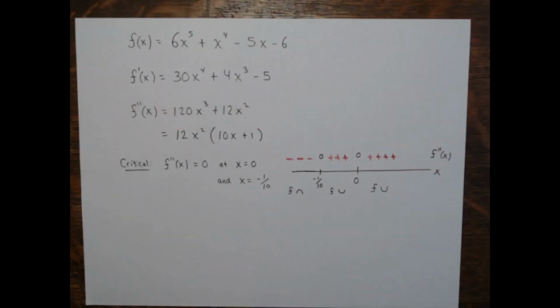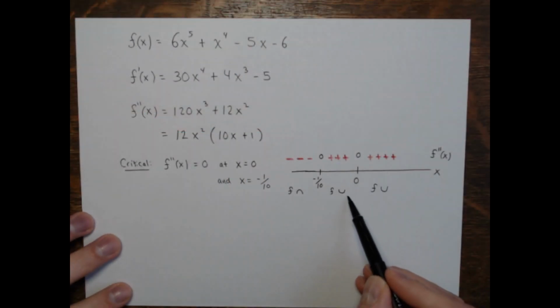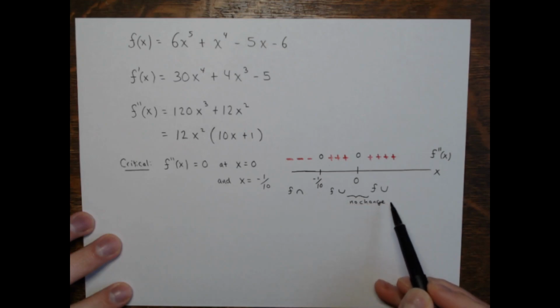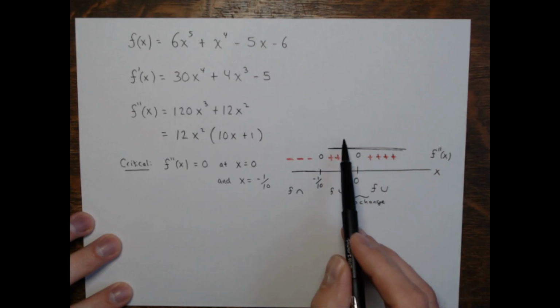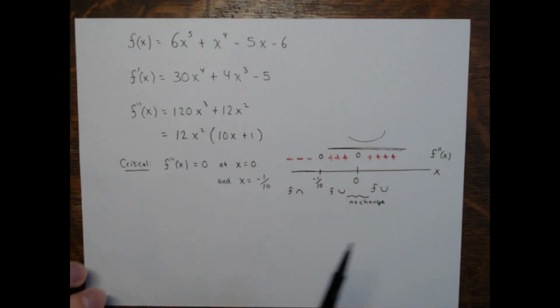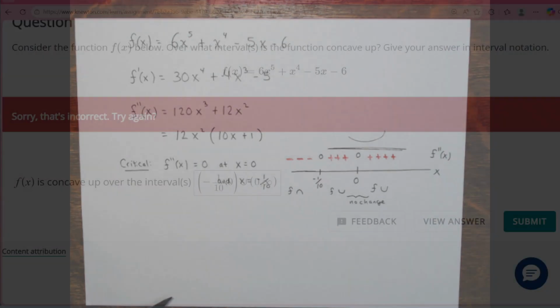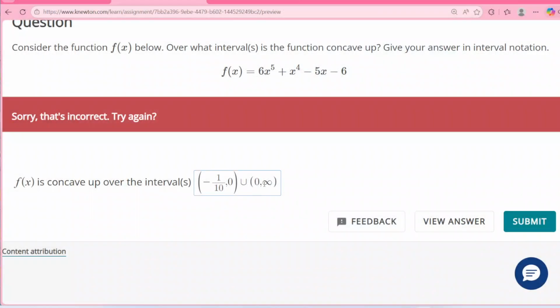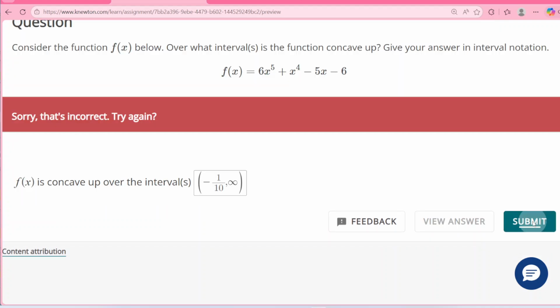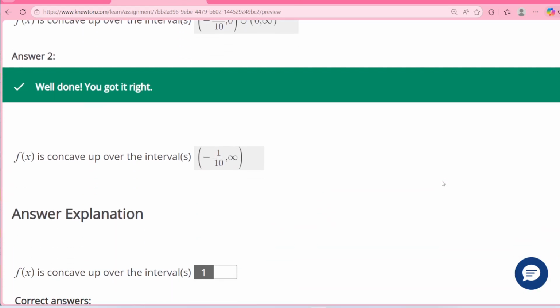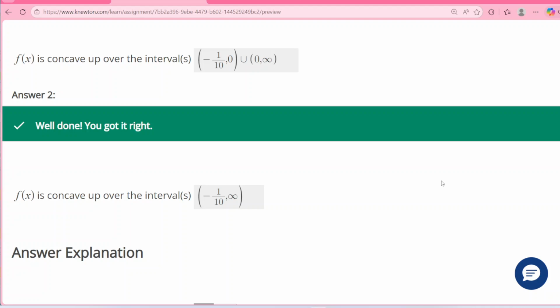Okay, so they must connect them. Since there was no change here, where there's no change in concavity at 0, it's concave up this entire time, right? This is curling up the whole time from negative 1/10 to infinity. So I'll just put it all together, make it negative 1/10 to infinity. Yeah, so they connect them when there's no change.